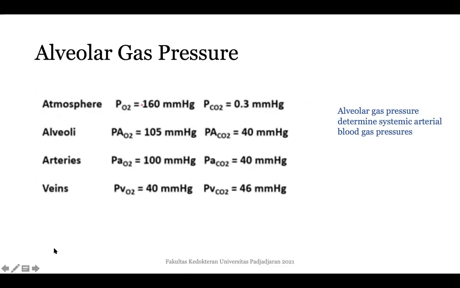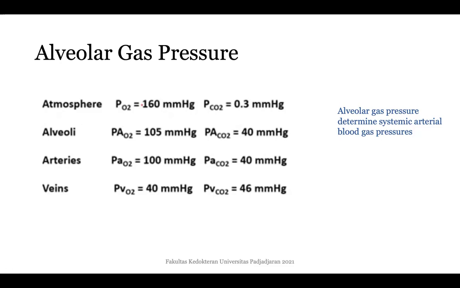So that's what we are going to start considering. This is what we just calculated, right? The pressure of oxygen in the atmosphere is 160. Once it gets humidified, it becomes 150 millimeters of mercury. We've already said that the pressure of CO2 in the atmosphere is very low. Once we get to the alveoli, we get the PA, the capital P capital A, the pressure in the alveoli.